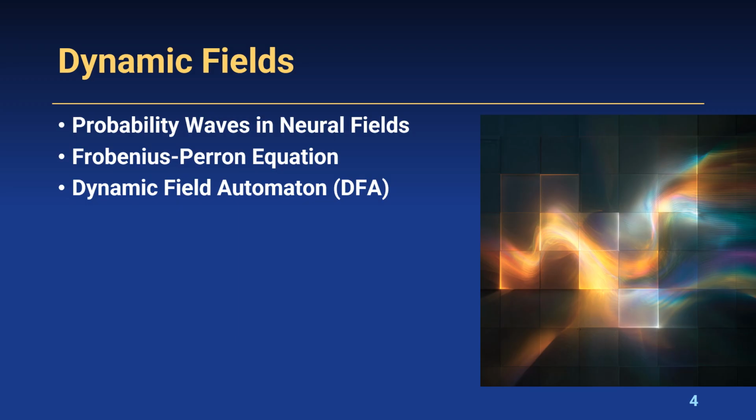Remarkably, they show that this Frobenius-Perron equation, which describes the evolution of these probability distributions, can be seen as a time-discretized version of the Amari neural field equation. The Amari equation is a fundamental model used to describe the activity of neural fields. This direct link means that the theoretical framework for universal computation can be directly implemented within the established dynamics of neural fields.